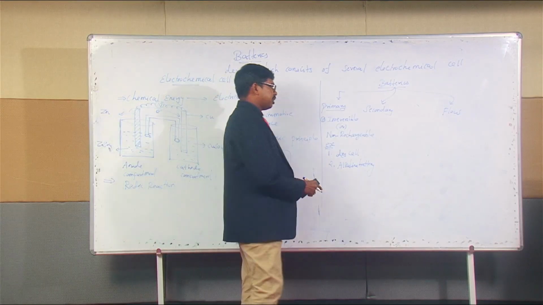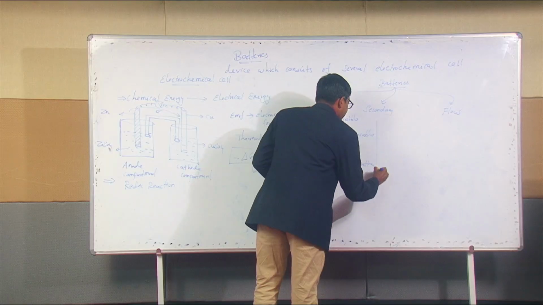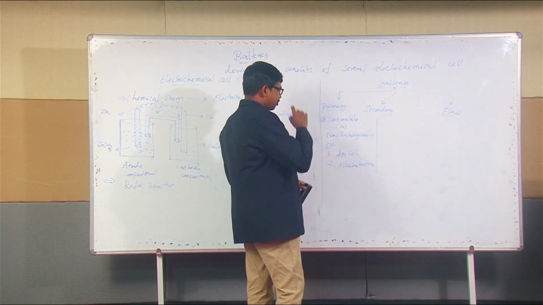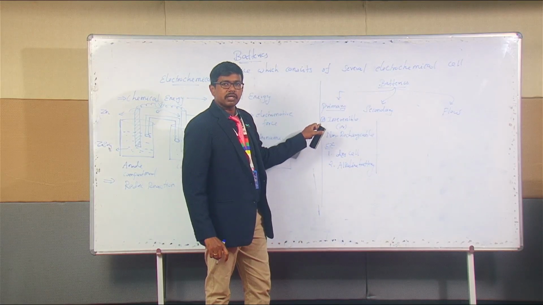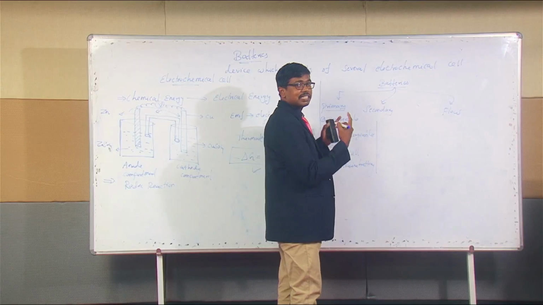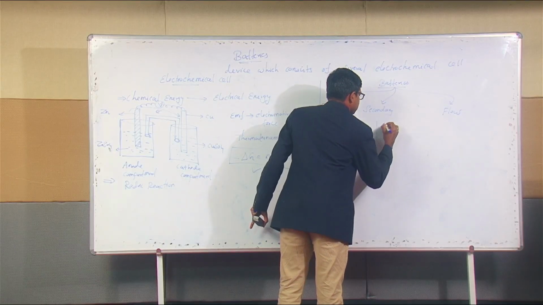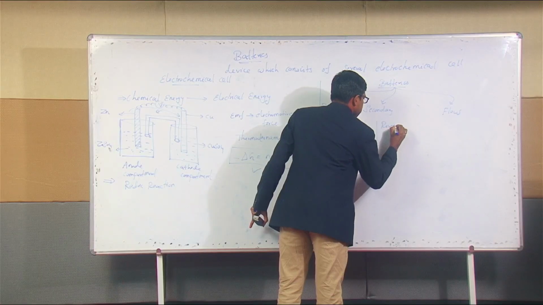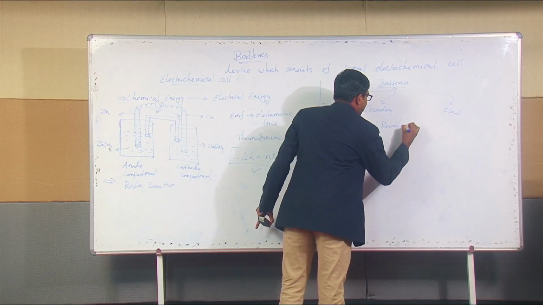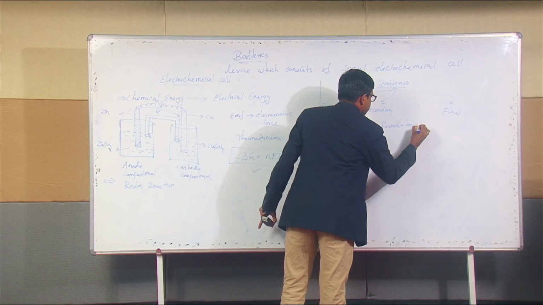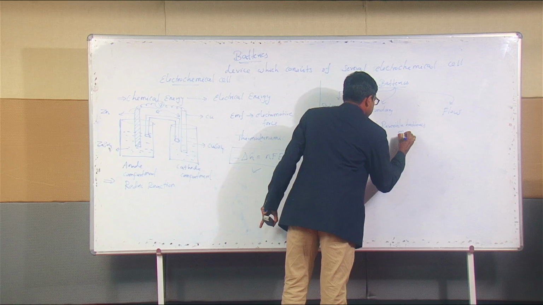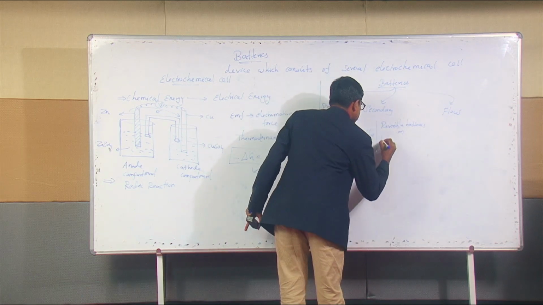The next type of battery is the secondary battery. Secondary batteries are also known as reversible batteries. The reaction can be easily reversed. It is a reversible battery, also known as a rechargeable battery.